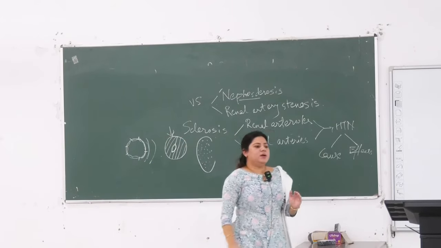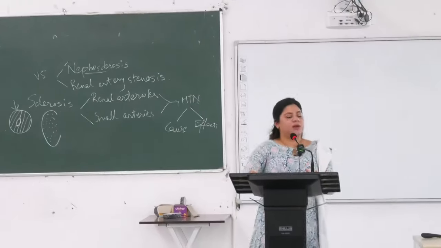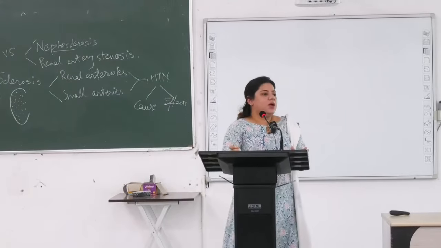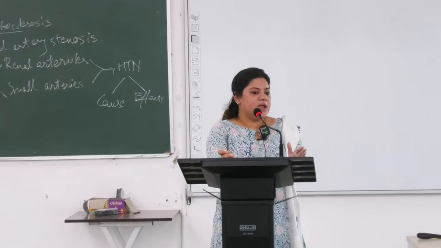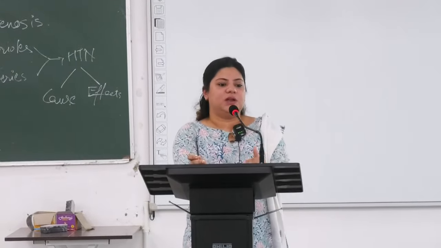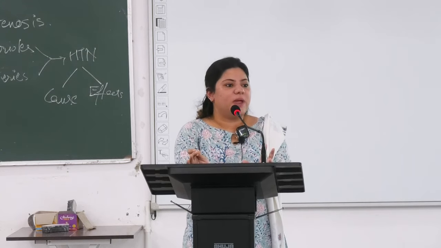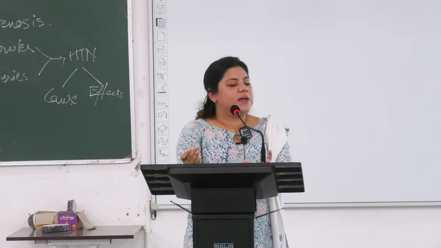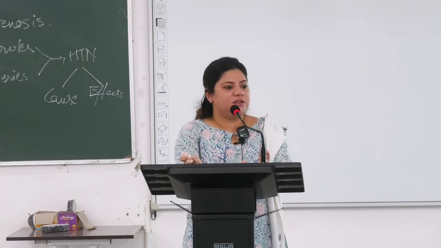Now, these are the clinical features. Normally you will not really get to understand. If a patient only has renal arterial sclerosis, normally it does not really lead to many clinical features. It doesn't present normally. But in some patients, it does present.